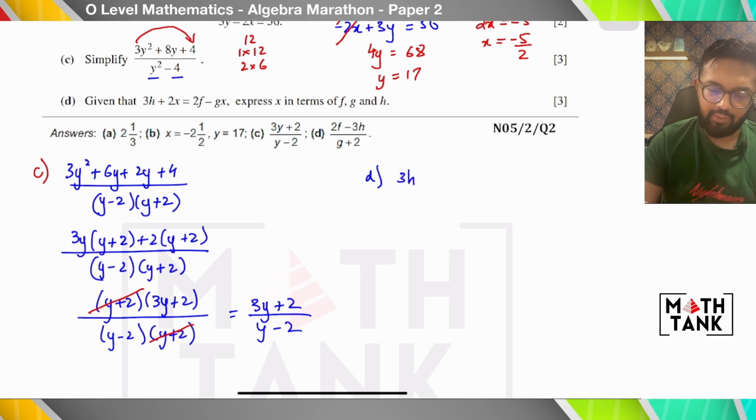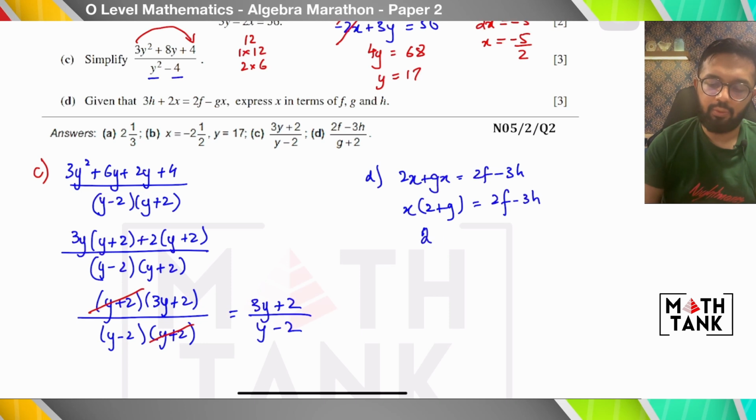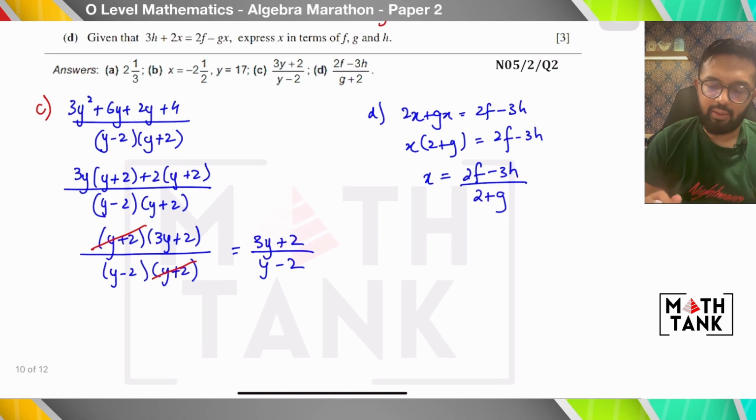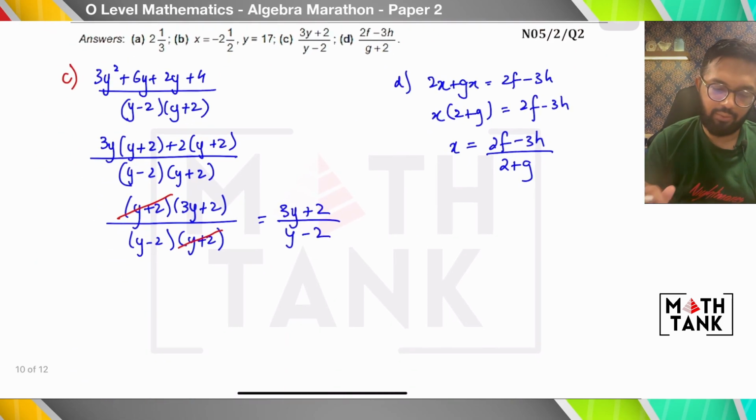But D then goes on and says express x in terms of the other letters. So I think I'm just going to gather the x terms on one side: 2x plus gx equals 2f minus 3h. I factor out an x. So 2 plus g times x equals 2f minus 3h. Oh, my bad. I had to move the 2 plus g to the other side. So x equals 2f minus 3h over 2 plus g. Yeah, that's correct. It brings us to the end of question 10.